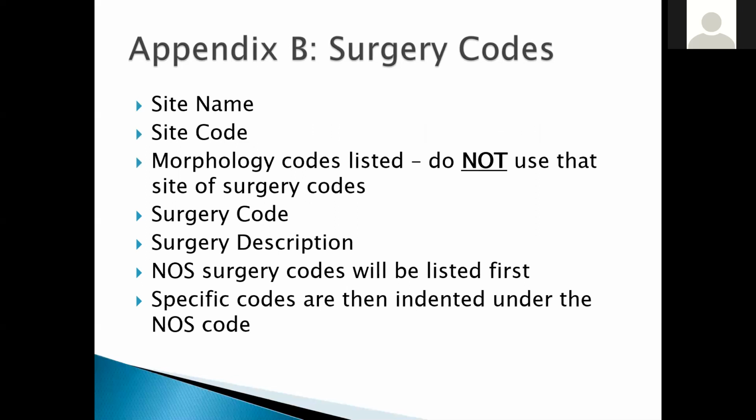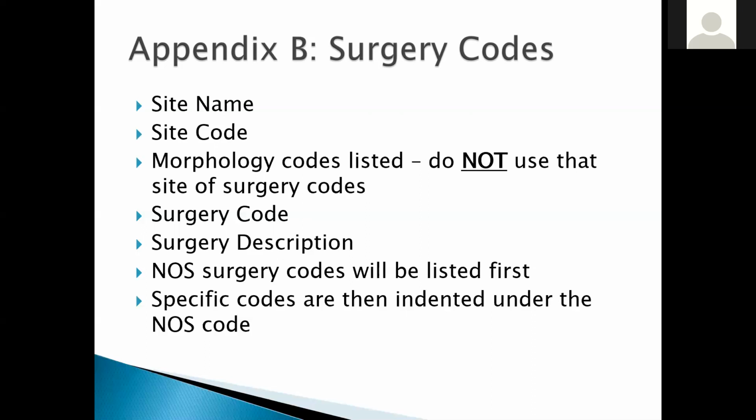Appendix B, site-specific surgery codes, starts on page 439. This is the section where we get the surgery codes for each primary site. At the top of the page, it states the site with all eligible site codes that you would use these surgery codes for. The histologies that are listed would be histologies in which you would not use those surgery codes.